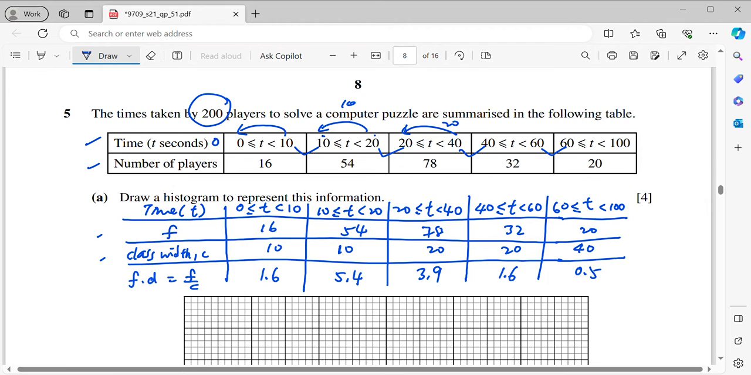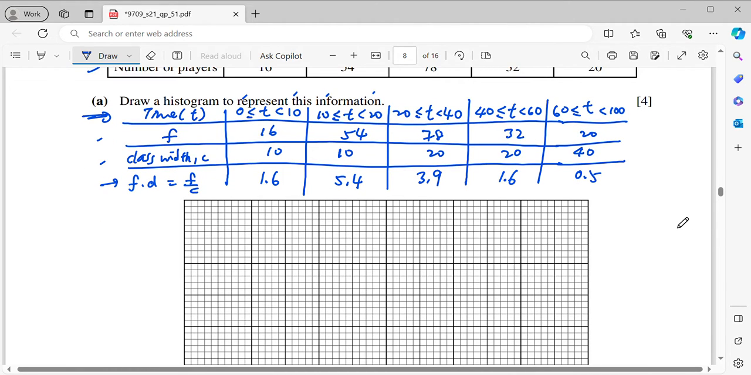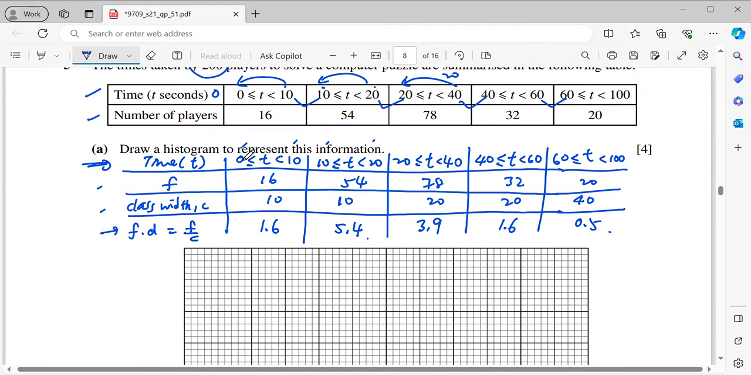Okay, so my histogram will be class boundaries, which is here, or this will be the class boundaries and also the class limits. Okay, class boundaries on the x-axis, on the horizontal axis, and the frequency density on the vertical axis. So from here, I know that my vertical axis maximum is 5.4, minimum is 0.5. And then my horizontal axis, I have to include up to 100.